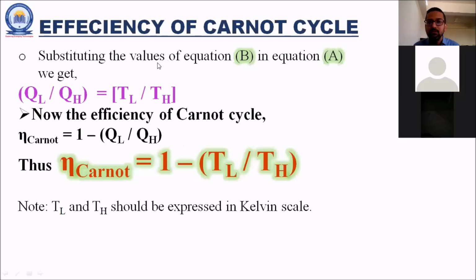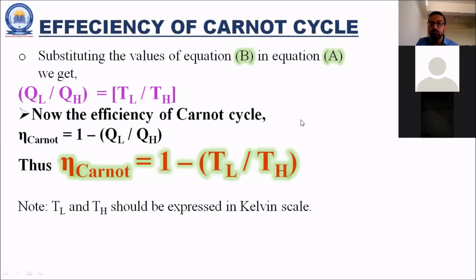So substituting now the values of equation B in equation A, we'll be getting the answer, that is QL by QH is equal to TL by TH. Thus, the efficiency of the Carnot cycle, eta Carnot, is equal to 1 minus QL by QH. So, eta Carnot is equal to 1 minus TL by TH, where TL is the temperature of the sink and TH is the temperature of the source. TH and TL both must be expressed in the Kelvin scale. So this is the final answer of the Carnot cycle. The derivation of the efficiency of the Carnot cycle can be asked in your examination. You need to follow the steps mentioned in your textbook. But these are the simple steps in order to understand the logic and how we are getting the final answer.